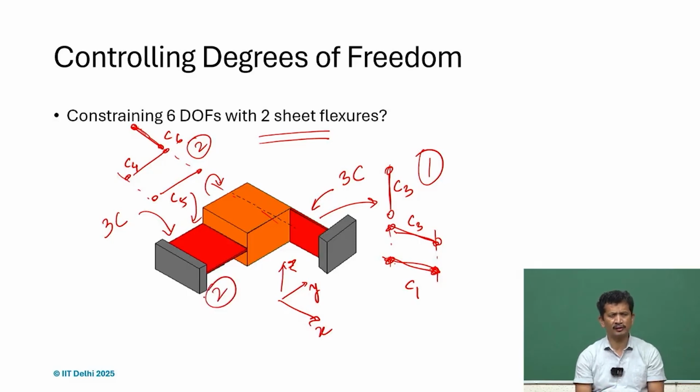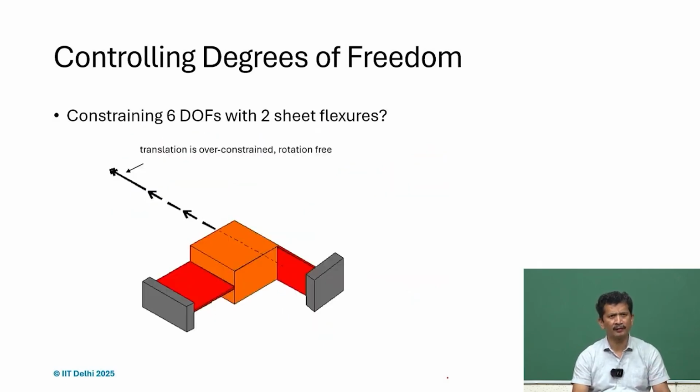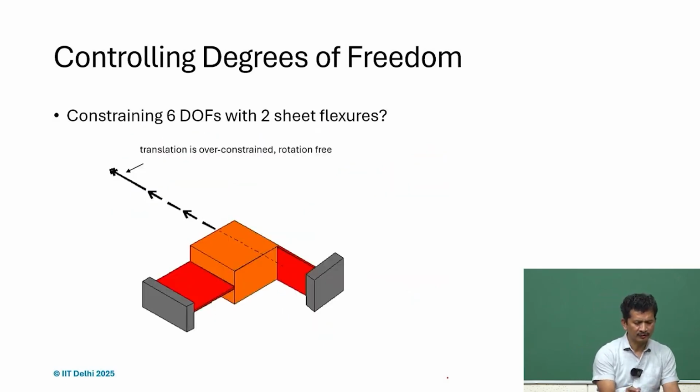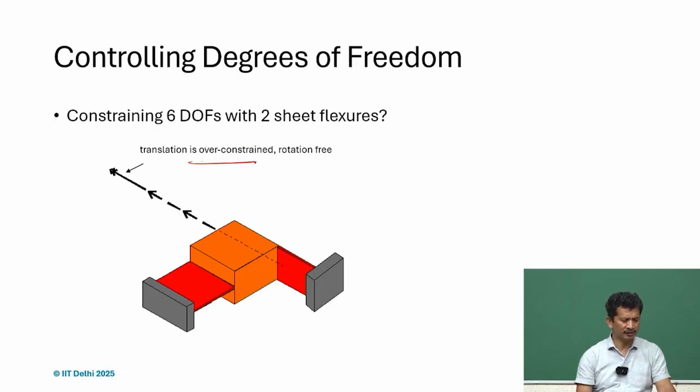if we take 2 sheet flexures and extend them, wherever they cross or intersect, 2 planes always intersect and they will give us a line, and that will be the over constraint direction, and that is the axis of rotation which we will always have. So, it is an over constraint design, and that is what we see here. Translation is over constraint and rotation is free along that line.